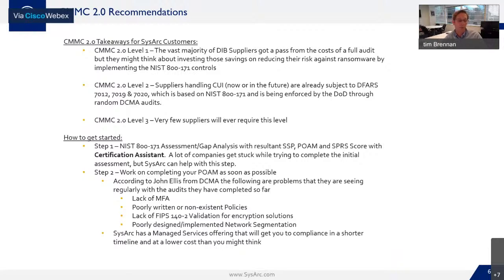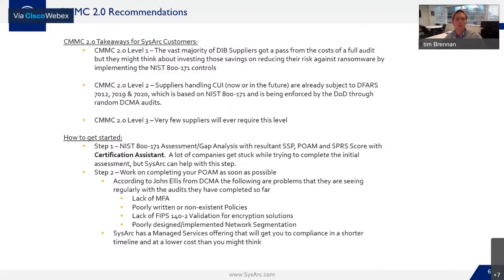The DoD is going to continue to do those random audits that were set up in DFAR 7012, 7020, 19 and 20 last year, and they've been doing those audits. And I'll talk a little bit about some of the things that we've seen come out of that. So again, our advice is if you handle CUI, you already need to be down that road, and you'll be right there to be able to be audited on level 2 when the time comes.